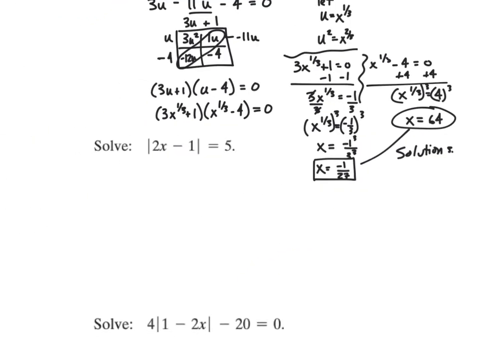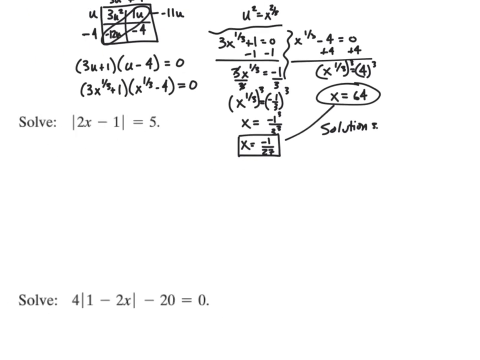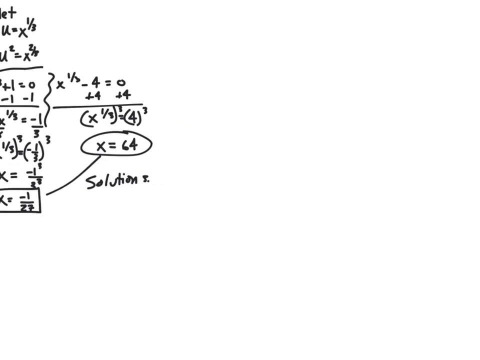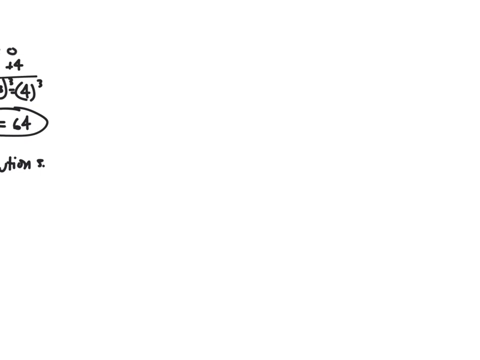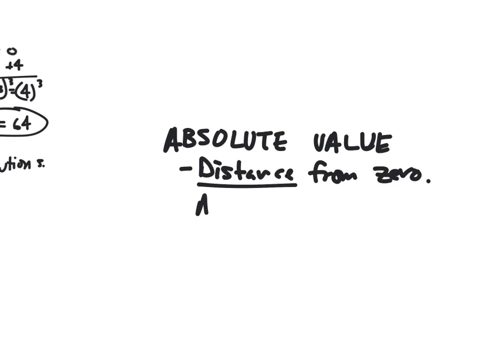All right, before I talk about solving these problems down here, the absolute value ones, let's quickly talk about absolute value. Okay, so absolute value is distance from 0. Okay, and distance is always positive.